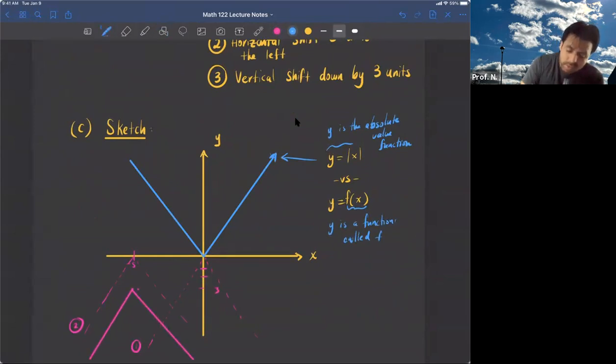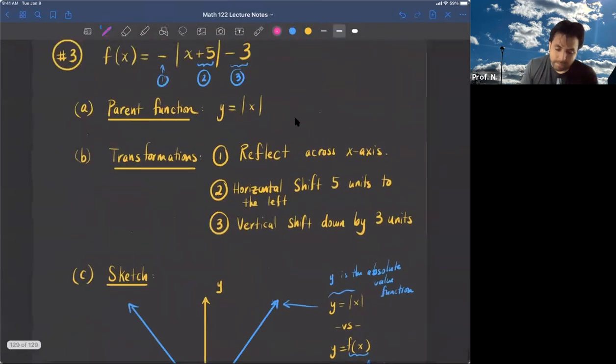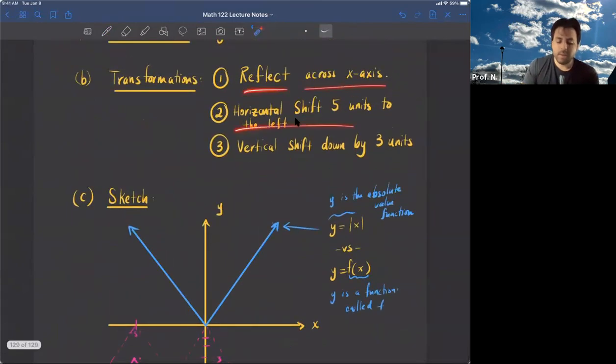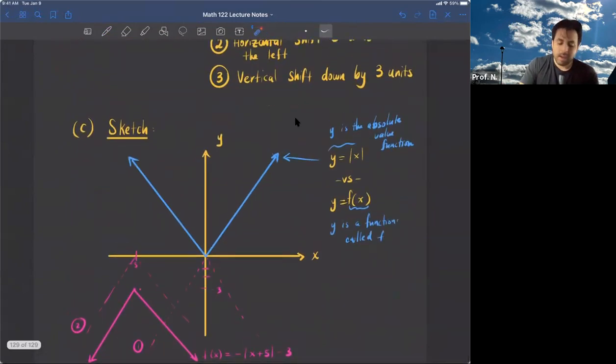So if I draw these lines here, arrows here, and arrows here, this is going to be the function f of x, right? F of x is negative absolute value of x plus 5 minus 3. Do you see how we started with the parent function, and then we applied the transformations in the right order, the sequence? I take this, reflect, shift to the left, and then shift downward.